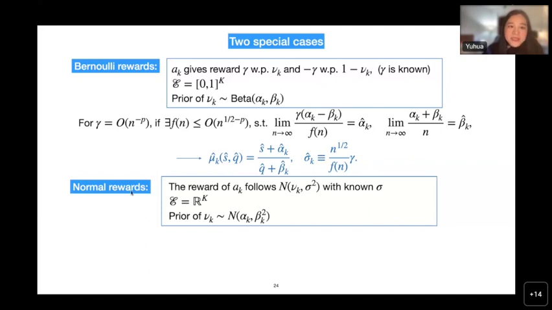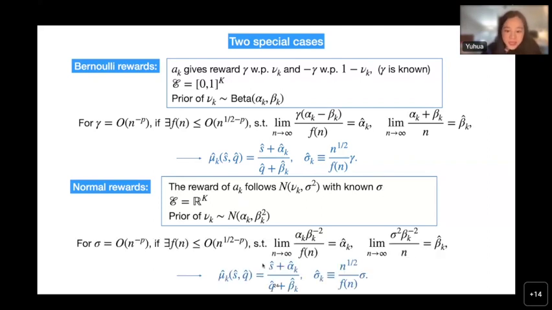Another very frequently visited multi-armed bandit problem follows the normal distribution. For each arm K, it follows a normal distribution with known variance sigma but unknown expectation. It has a similar form of the first moment mu hat and second moment sigma hat.